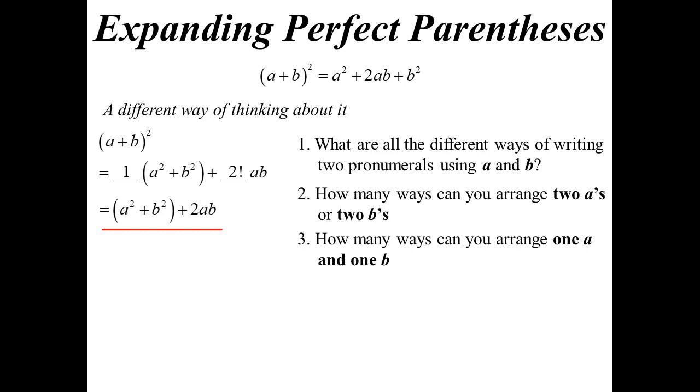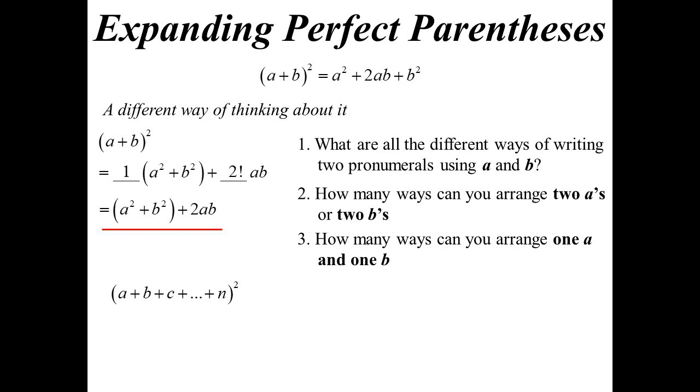And so we get a^2 + b^2 + 2ab, which is, of course, the same as what we've always understood, a^2 + 2ab + b^2. But it's the idea that I'm interested in. Because now I can say, well, all right, if I want to expand out, and it doesn't matter how many pronumerals I have, but if I want to expand it out squared, I can use that same idea. How many ways could I write 2 pronumerals, but just using 2 of the ones in those parentheses?